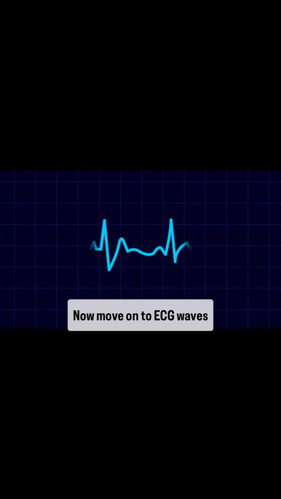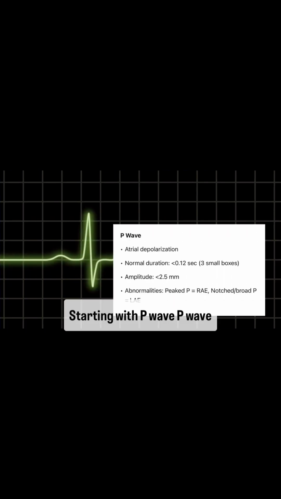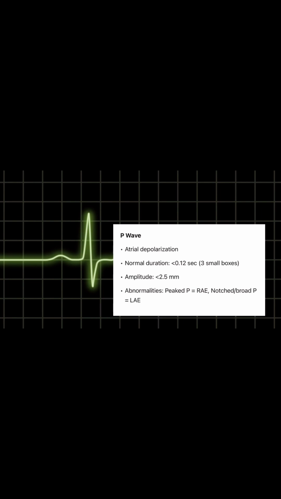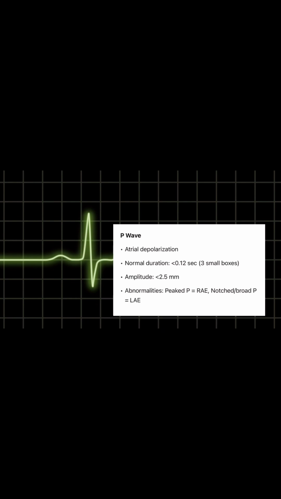Now moving on to ECG waves, duration, amplitude and abnormalities. Starting with the P wave. The P wave represents atrial depolarization. Normal duration is less than 0.12 second and height is less than 2.5 mm. Now what are the abnormalities? If peaked, then right atrial enlargement, and if notched, then left atrial enlargement. Okay, so we'll discuss this in part 2.